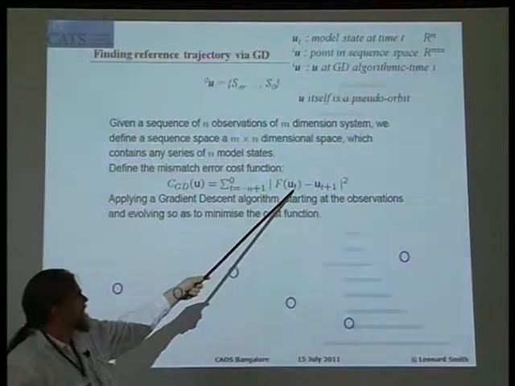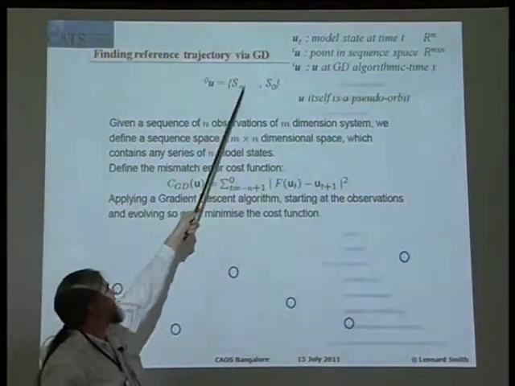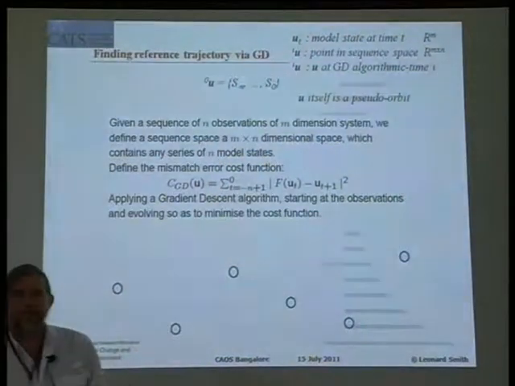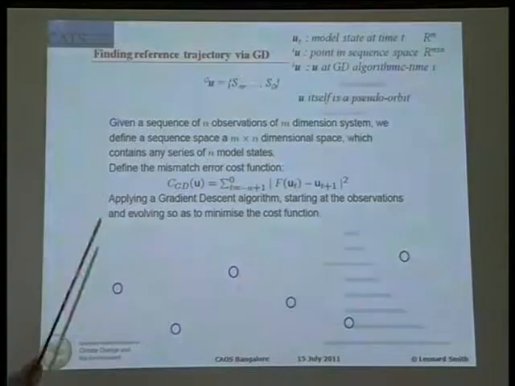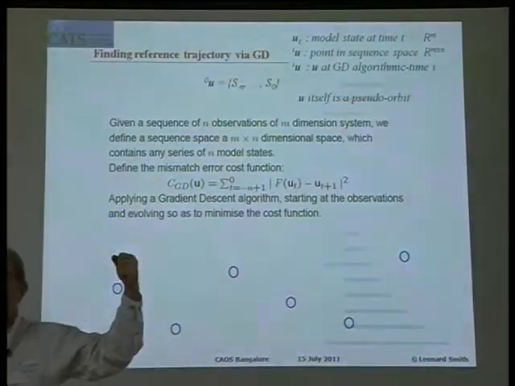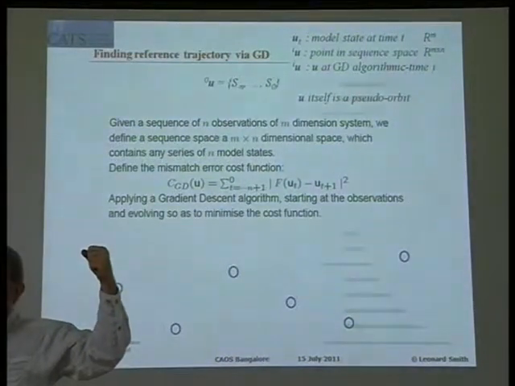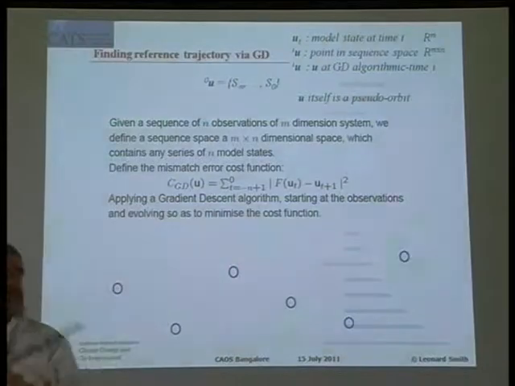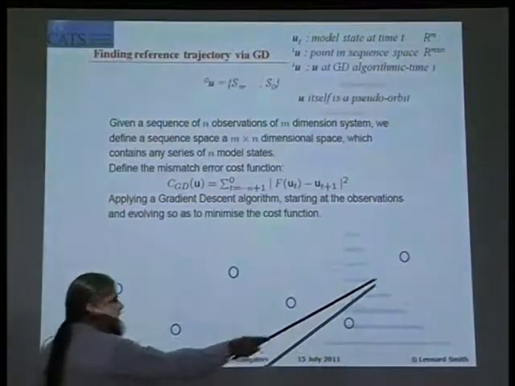U with a small subscript just denotes one component of this vector. So we start by just putting the observations in. So we act as a pseudo-orbit. Right? So this is a pseudo-orbit. It's just a point in this M by N space of our model, or of any model. So we have these points to start with.